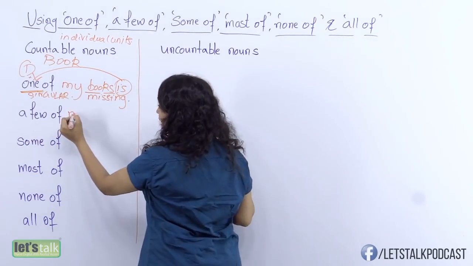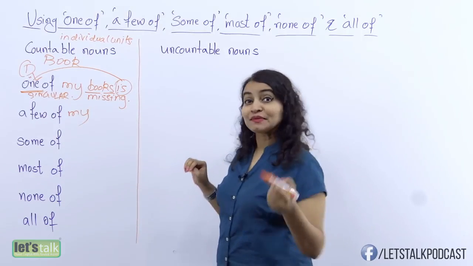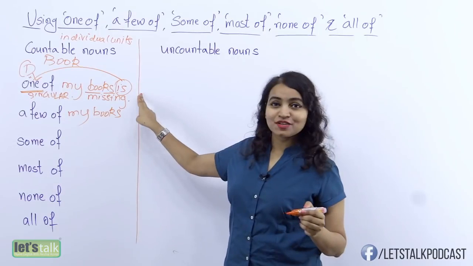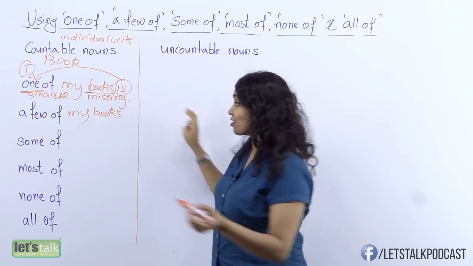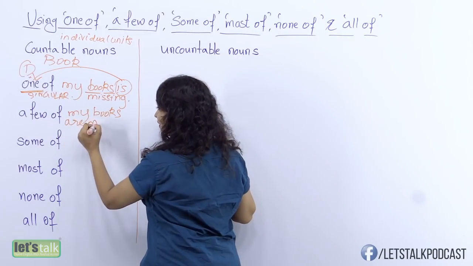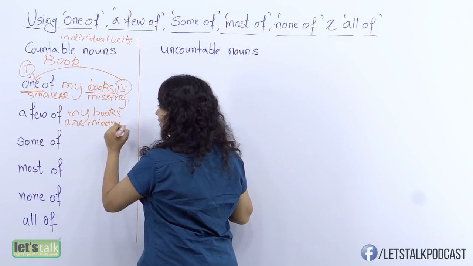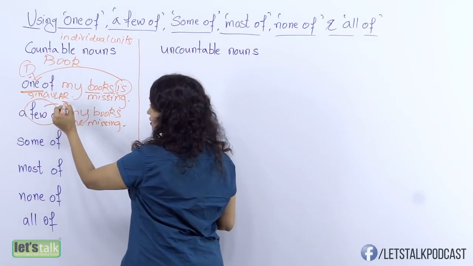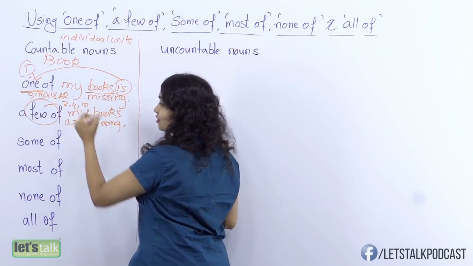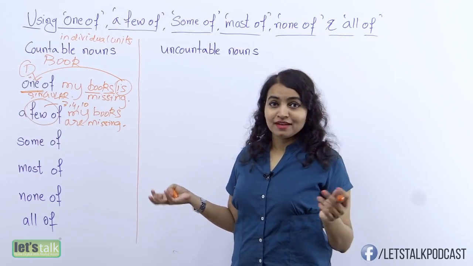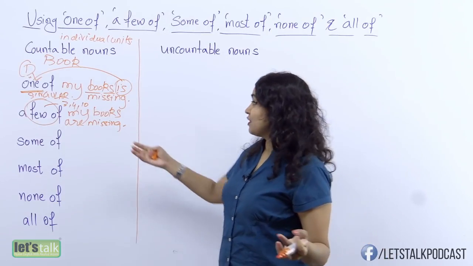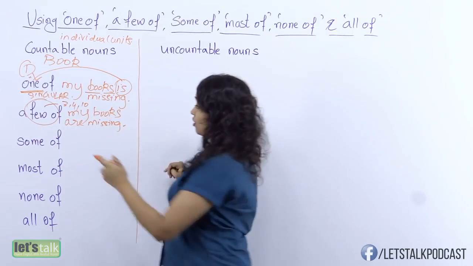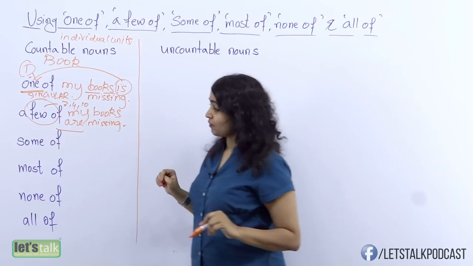A few of my, should I say books again? Yes, you're going to say books. And would I say an is or an are? I will say an are because we're talking about a few of. So a few could be 3 books, it could be 4 books, it could be 10 books. It could be any number, right? It's more than one, so it's plural. So therefore you will say a few of my books, okay, are missing.